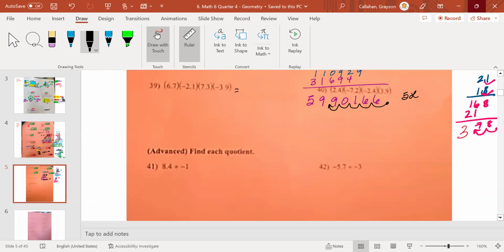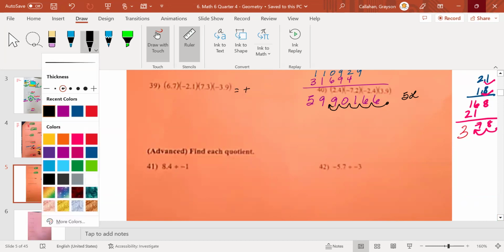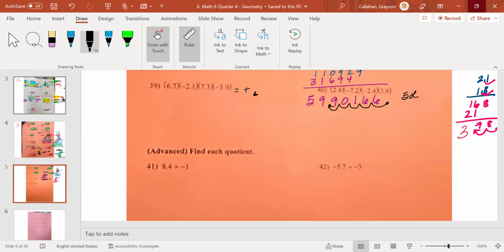Positive, because the negative times the negative is a positive, right? So your answer in this case is going to be a positive. That's your answer, okay? Then now we're going to divide. 8.4 divided by 1 is just a negative 8.4.